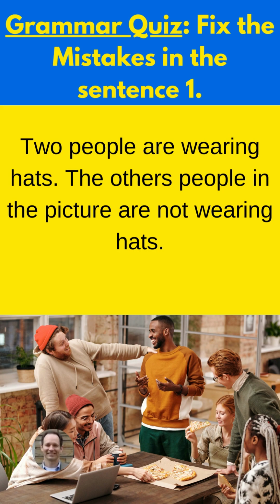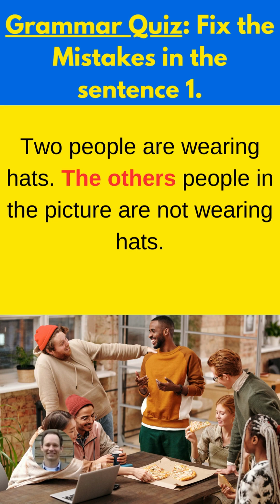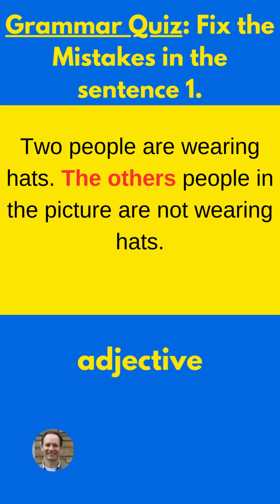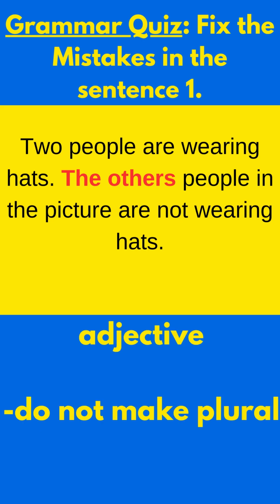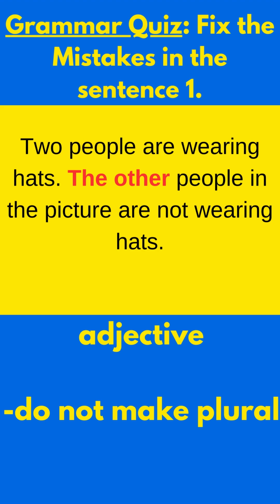Fix the mistakes in these sentences. Two people are wearing hats. The others people in the picture are not wearing hats. The problem is with the phrase, the others people. In this situation, others is acting as an adjective saying which people. So adjectives in English, we do not make plural. So it should say the other people in the picture are not wearing hats. That's how you fix that sentence.